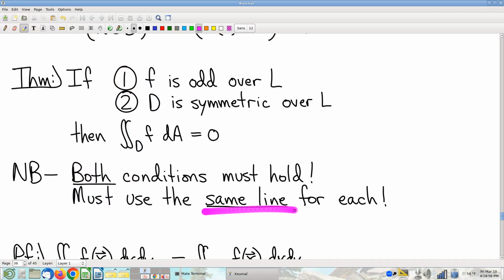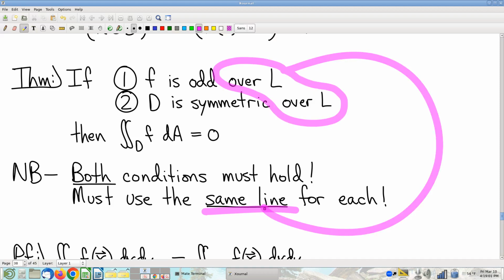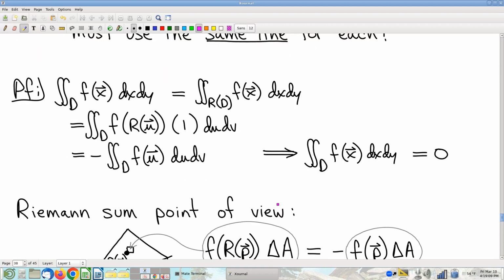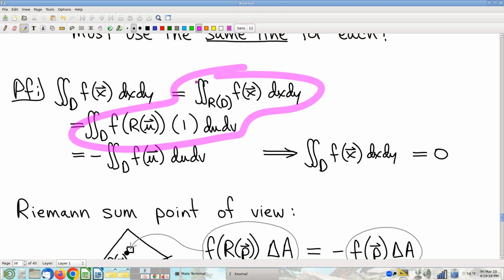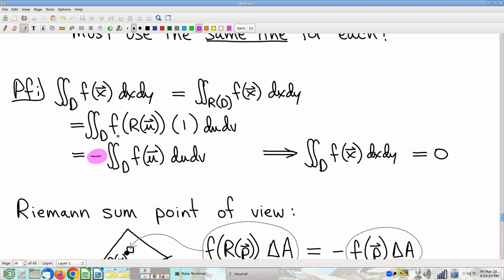Secondly, make sure you're using the same line for both the oddness and the symmetry of the domain. It's got to be over the same line for the argument to work. And there's, again, 2 different justifications for this theorem. Domain is its own reflection. Change of variables pullback. Notice our stretching factor is 1. Oddness gives us this minus sign, and we're done. This integral is equal to 0. Very easy. It's just like the argument we made for single variable. And we have proved that this integral is equal to 0.